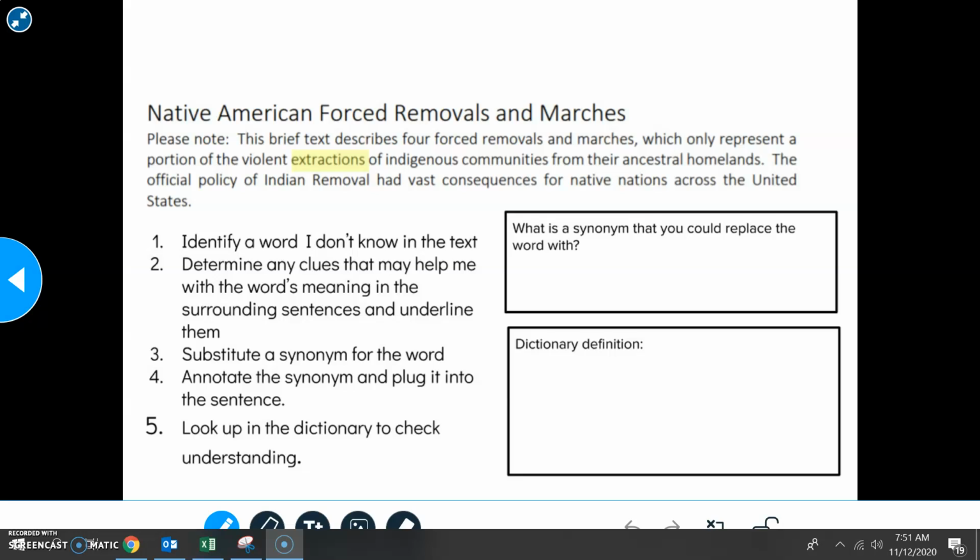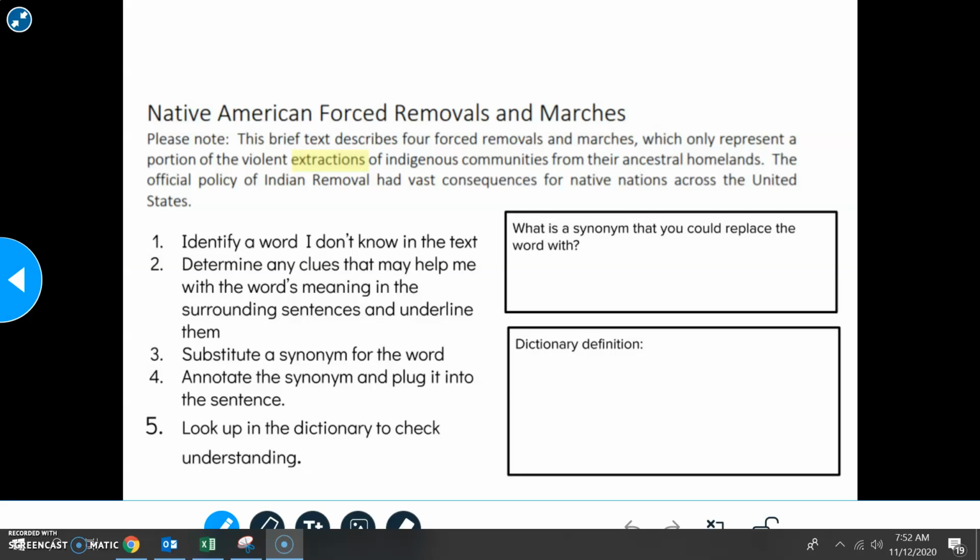So what I'm going to do right now is go back to the entire paragraph where the word extraction is, and I'm going to read it, including the title, just to see if there are any helpful context clues that will help me figure out the meaning of this word. The title of our text is Native American Forced Removals and Marches. It says, please note, this brief text describes 4 forced removals and marches, which only represents a portion of the violent extractions of indigenous communities from their ancestral homelands. The official policy of Indian removal has vast consequences for Native nations across the United States.